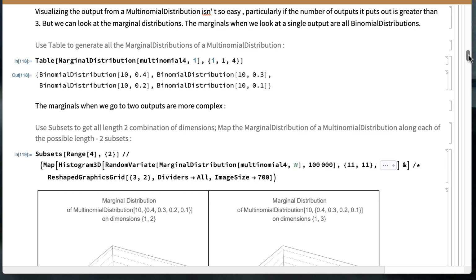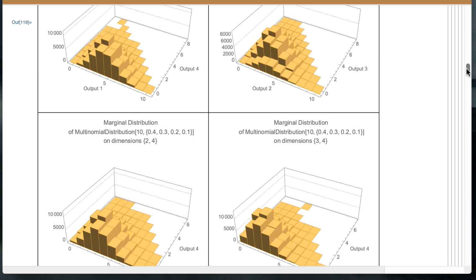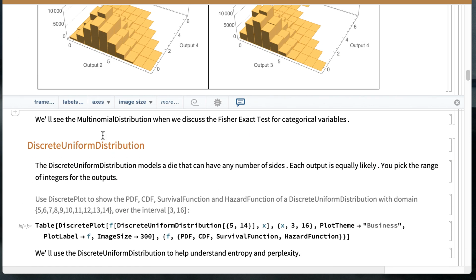But what if we want to look at multiple dimensions together? You might ask, why is this important? And the multinomial distribution turns out to be crucial to understanding the Fisher exact test for categorical variables that we will see later in the course.